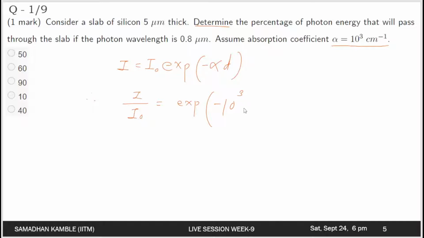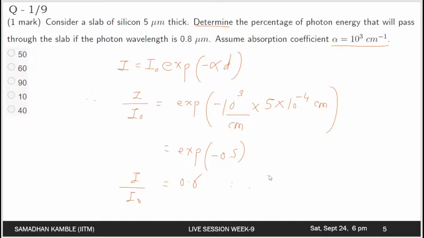It is in centimeter times d, which is 5 micron. For the consistency of unit, we need to make it in centimeter, that is 5 micron, that is 10 to the power minus 4 centimeter. So the exponential quantity, as we want, is unitless. If you just calculate this, it will be like exponential of -4 -3 -1, that is -0.5. So it will come out to be around 0.6.